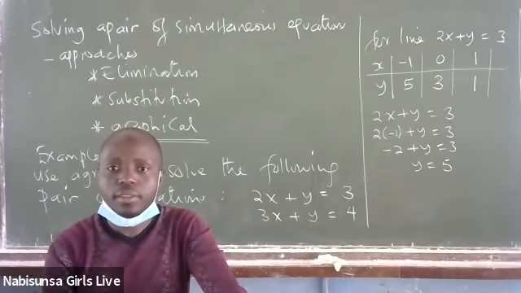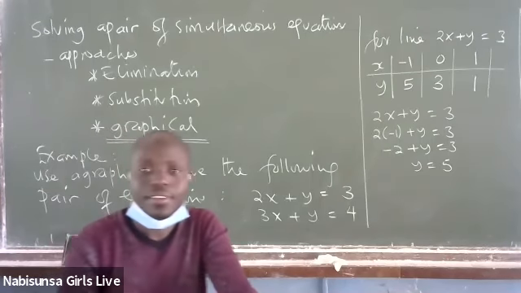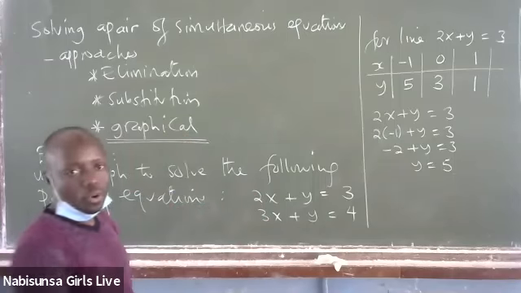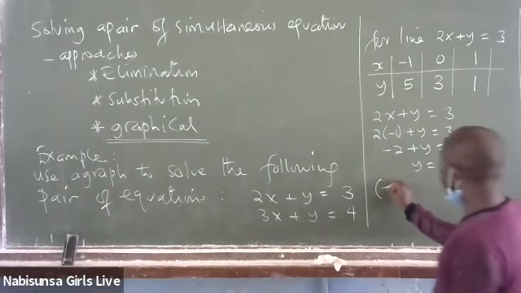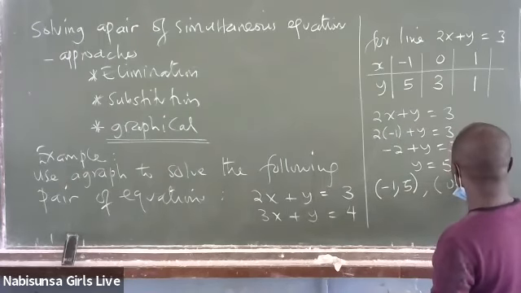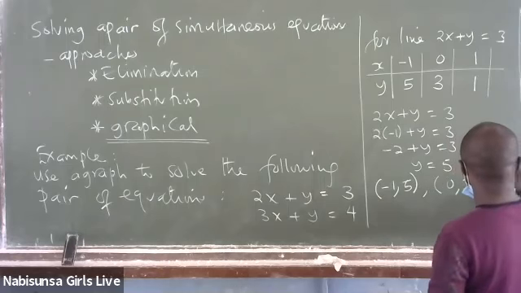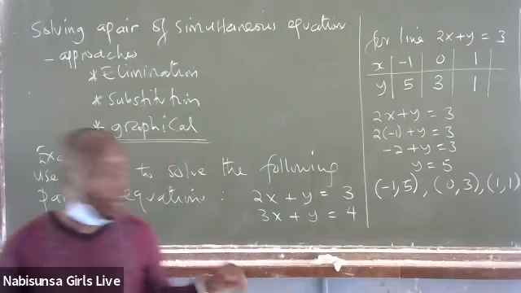Same answers. Good. So now we can write our coordinates: -1, 5; 0, 3; 1, 1. Okay? So we are going to use those 3 coordinates to draw our line.